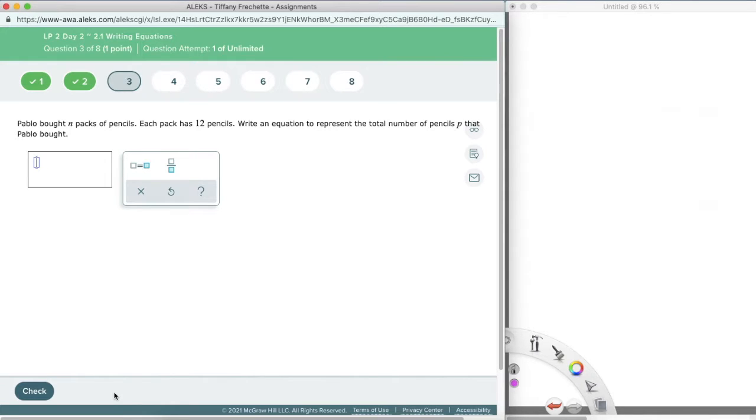So if he has N pencils in a pack and there's 12 there, I don't want to go N12 because we always put the coefficient first. But if there's 12 in each pack, that means if he bought one pack, he has 12 pencils. If he bought 2 packs, he has 24 pencils because I'd multiply those together. So 3 packs, I'd multiply by 12 and I'd get 36. So this represents the number of pencils he has, and they want us to specifically say equals P. They told us that P is the number of pencils he has. So 12 times the number of packs he bought tells us how many pencils he has.